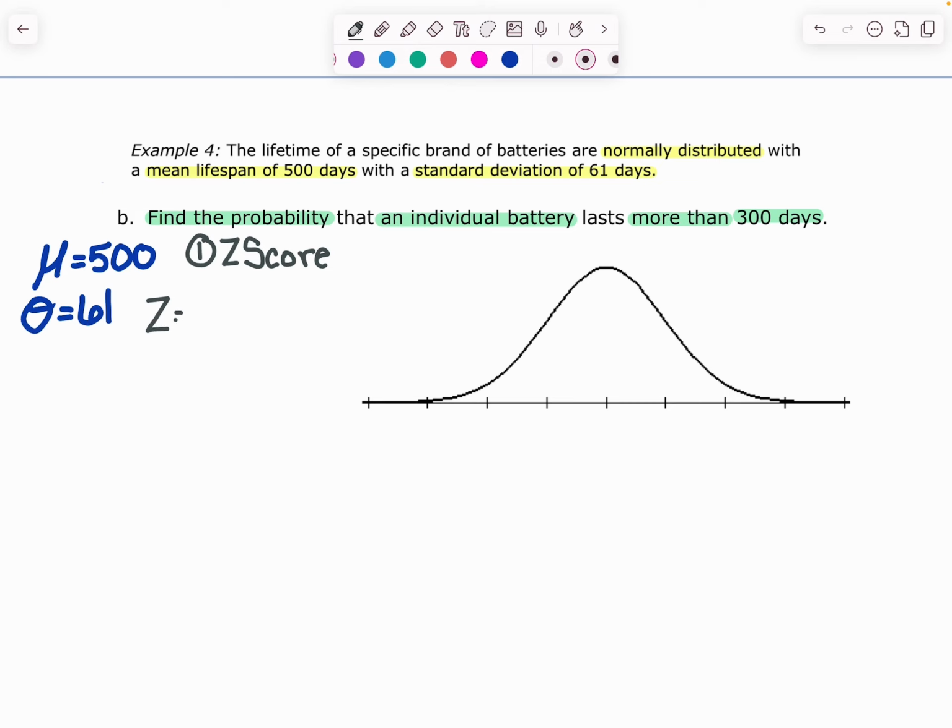So our z-score formula is x minus mu over sigma. Our x value this time is 300. Our mu is 500, and our sigma is 61. So 300 minus 500 is negative 200 divided by 61. That gives us negative 3.279 when I round that to 3 decimals.